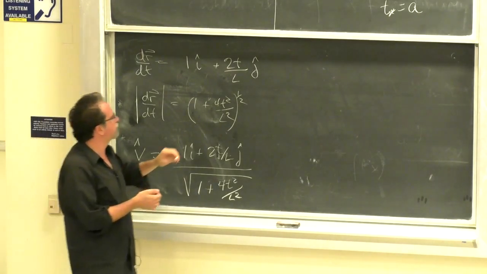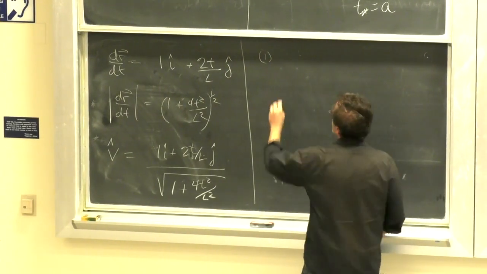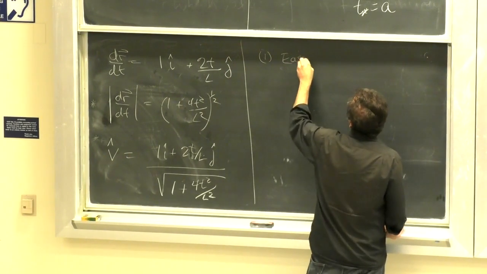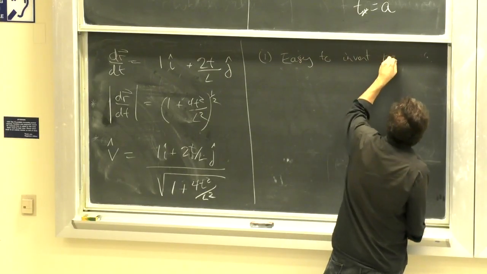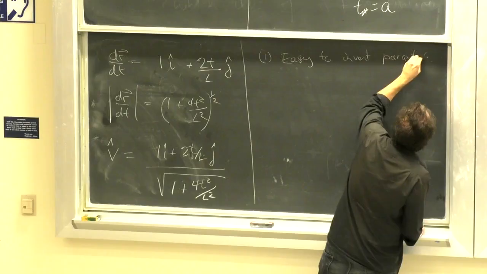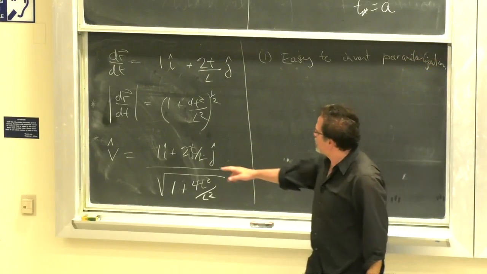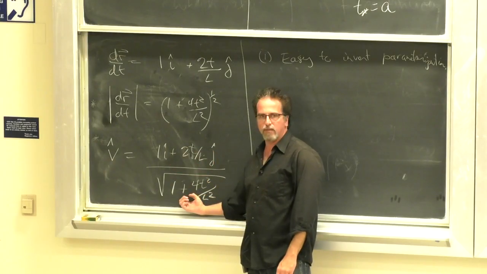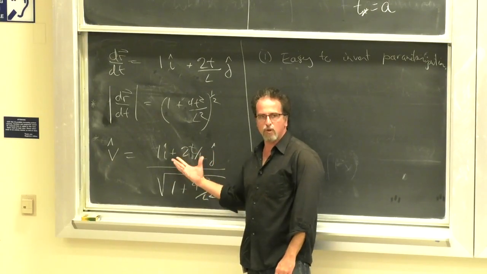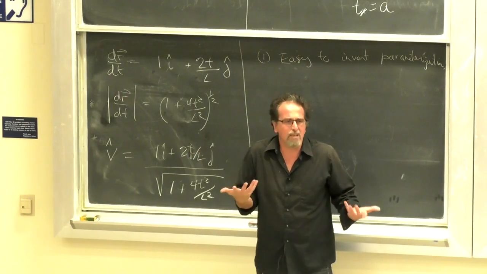Number 1. Since the parameterization is so easy to invert the parameterization. Why would I want to invert it? Well, this is the direction, right? This is the direction over here, the velocity divided by the speed. This is the direction, and it's a function of t. And you're like, oh, what does that mean?